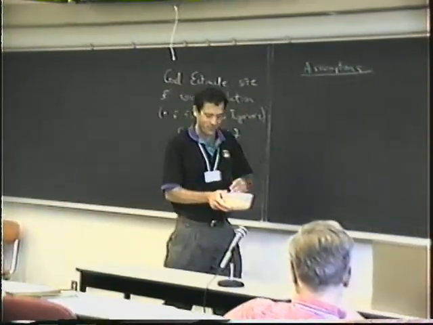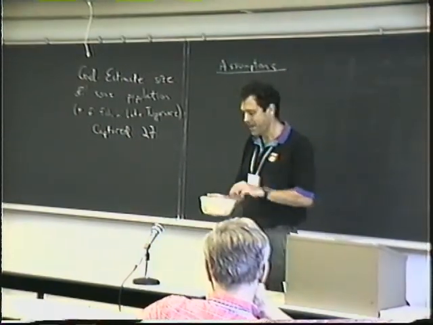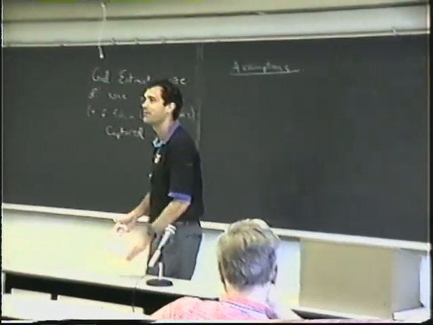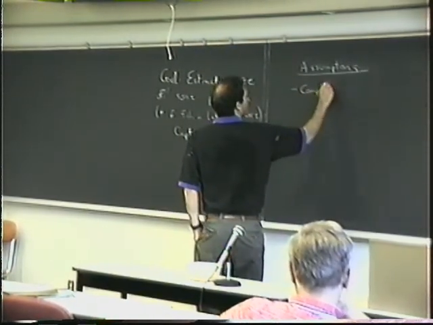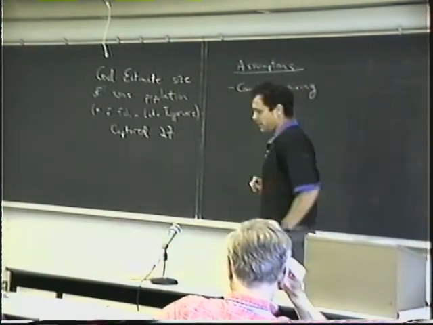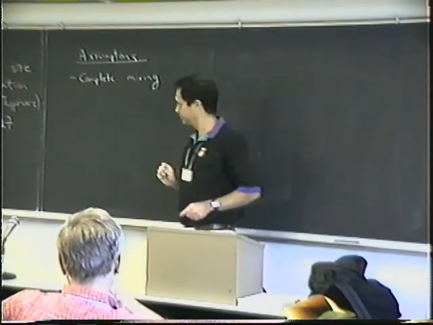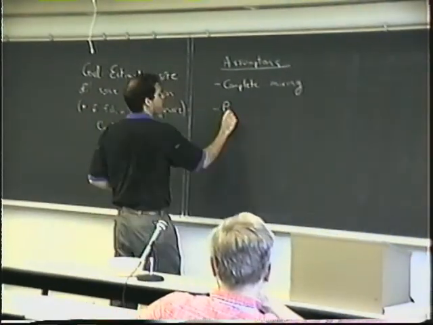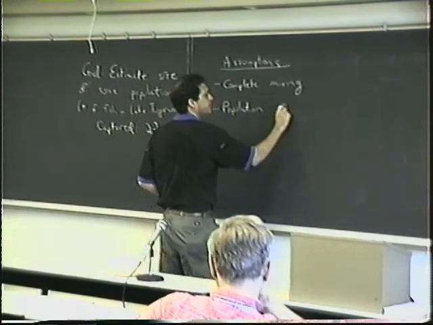What are we assuming when we do that? That there's randomization, that the tagged fish will mix back in with the population. So assumptions include complete mixing of the population. What else? Net population size doesn't change from one sample to the other. Right, that the population size is constant.